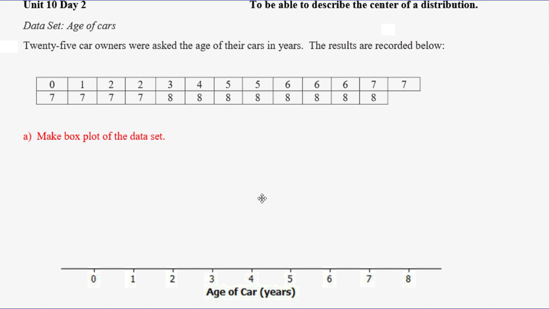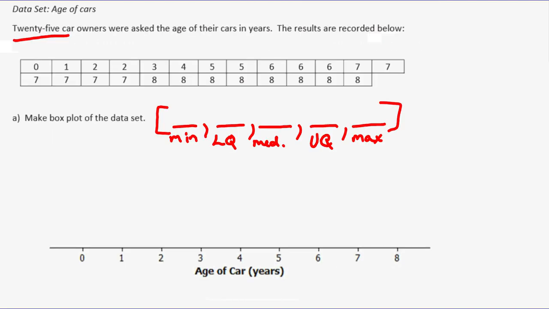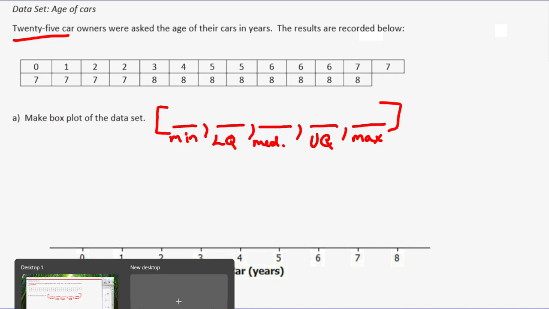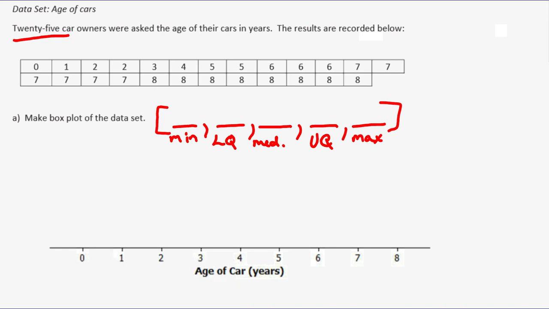When we're making a box plot of our data set, we have to calculate the 5-number summary. Our 5-number summary is made up of the minimum, our first quartile, the median, our third quartile, and the maximum, right? So we can go through and quickly identify our minimum being 0, our maximum being 8. We're going to work our way in from the two ends to find our middle value. If there isn't one number that's in the middle, we're going to take the average of the two numbers in the middle, and that would be our middle value.